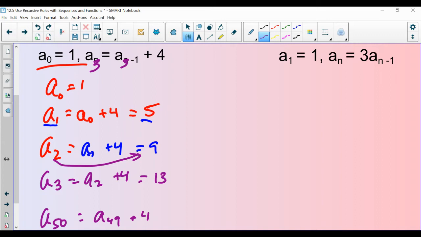So that is why recursive rules are different. You're always defining the term as how it relates to the previous term. And remember, we use this notation to represent the previous term. We saw why it works that way, because we took 1 away from this number every time. So it's 1 less. A sub 2 is equal to a sub 1 plus 4. A sub 3 is equal to a sub 2 plus 4.